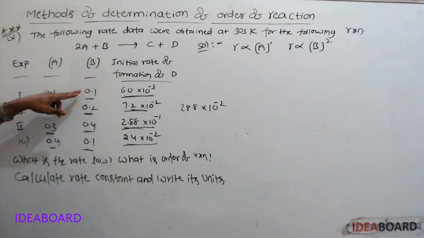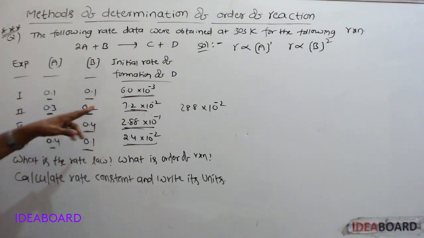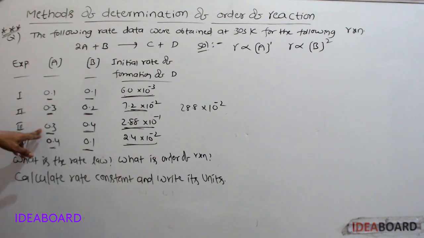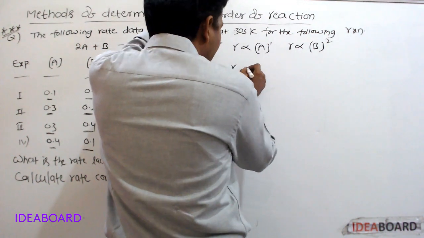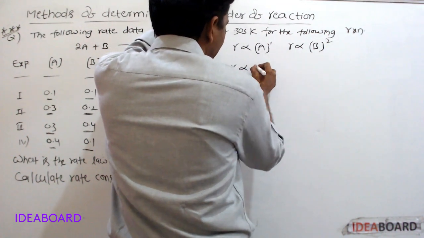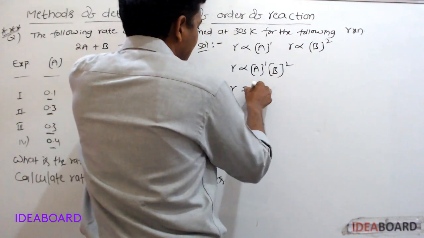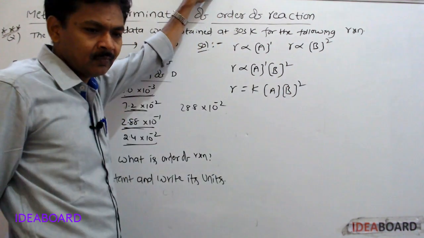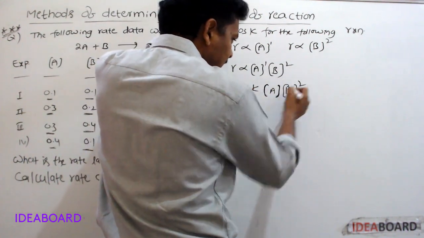First, by keeping B concentration constant, we have determined order with respect to A, which is 1. Next, by keeping A concentration constant, we have determined order of reaction with respect to B, that is 2. Then the overall rate equation or rate law: rate is directly proportional to A concentration power 1 into B concentration square. Rate is equal to K into A concentration power 1 into B concentration square.